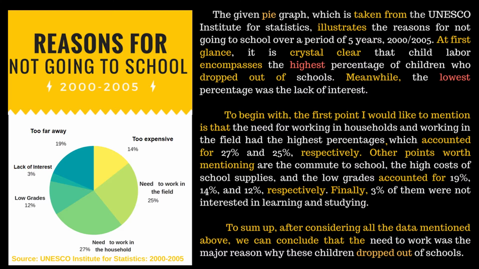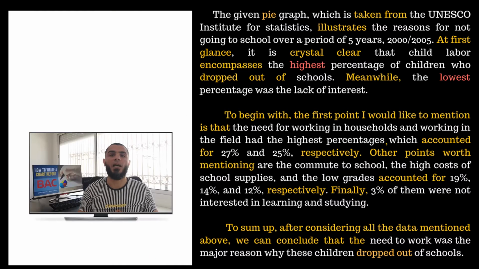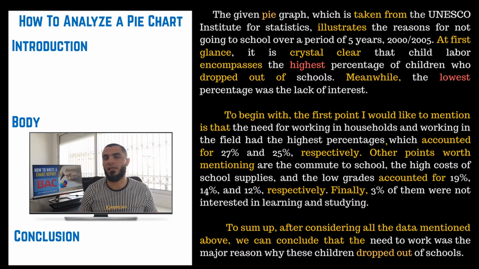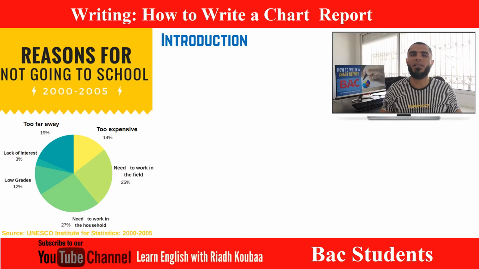As you can see, the report contains three parts: an introduction, a body, and a conclusion. This is something students need to keep in mind. Every type of writing contains an introduction, a body, and a conclusion. Let's go over the introduction and identify its parts. You need to include four parts.